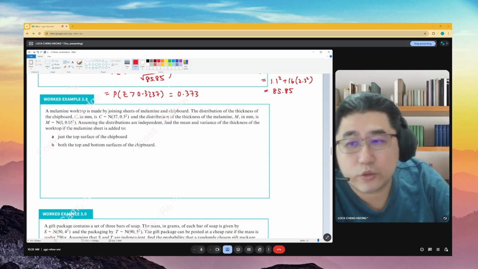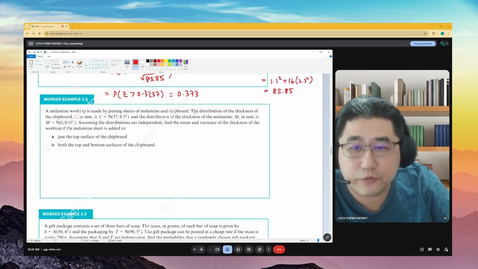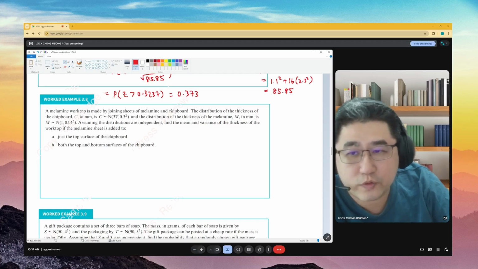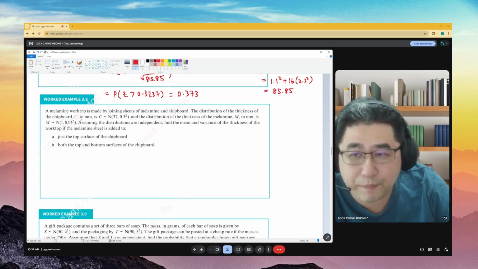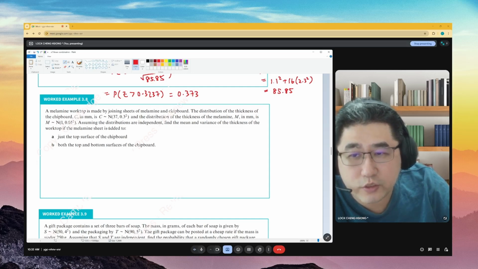A melamine worktop is made from joining sheets of melamine and chipboard. The distribution of thickness of the chipboard C in millimeter is normal distribution with 37 millimeter and 0.3 square. And the thickness of the melamine is M, which is normally distributed with 1 mm and 0.01 square. Assuming the distributions are independent, find the mean and the variance of the thickness if the melamine sheet is added just to the top surface of the chipboard.